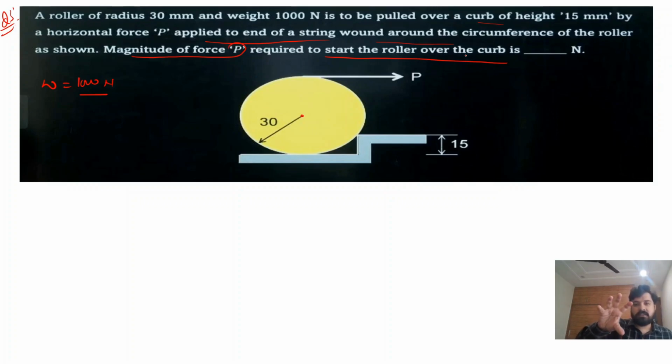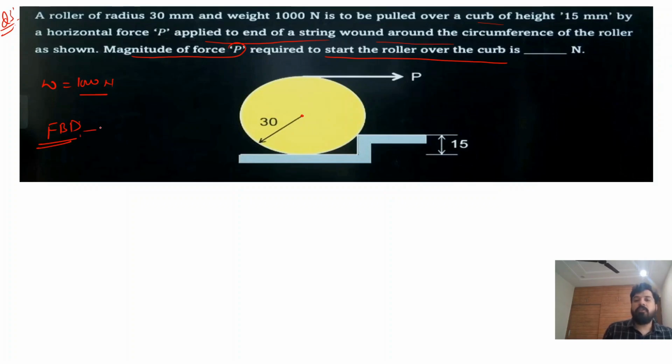Means just to start the roller, how much force will we need? How much magnitude of force do we need to start the roller? So firstly here we will only draw the free body diagram.